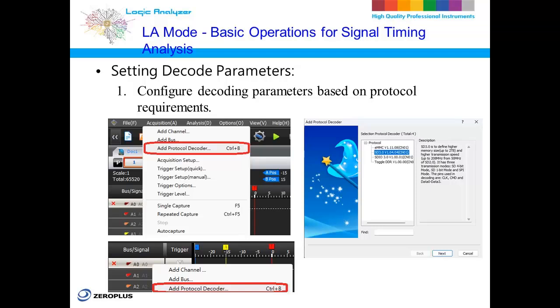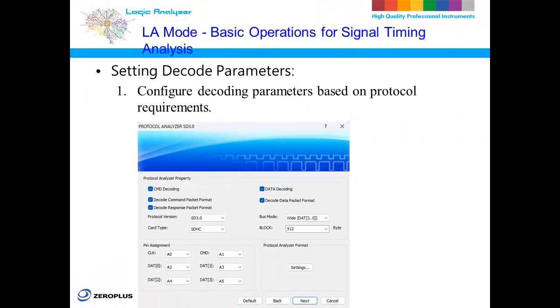Before setting up the decoding parameters, we first need to choose which bus protocol we want to analyze, whether it's eMMC, SD, SDIO, or toggle DDR. You can select the protocol type from the sample drop-down menu and then choose Add Bus Protocol from the window that pops up to select the bus protocol you want to work with. Setting the correct decoding parameters helps you extract protocol-level information from the raw signals, allowing you to better understand the signal's meaning and how to troubleshoot issues.